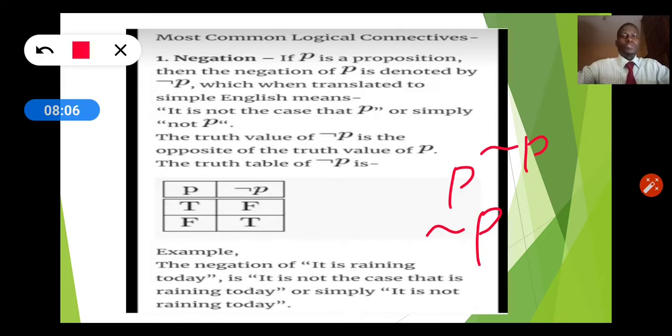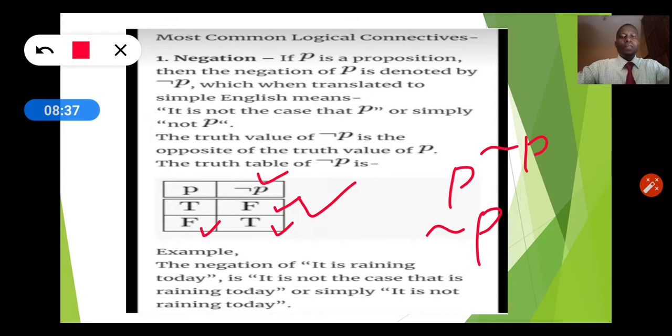Then we quickly need to know what truth value is. Now this table you can see here is what we call a truth table. Truth value is talking about the true or false symbols we use in a truth table. Now if a statement is true, the negation of it will be false. If a statement is false, the negation of it is going to be true.